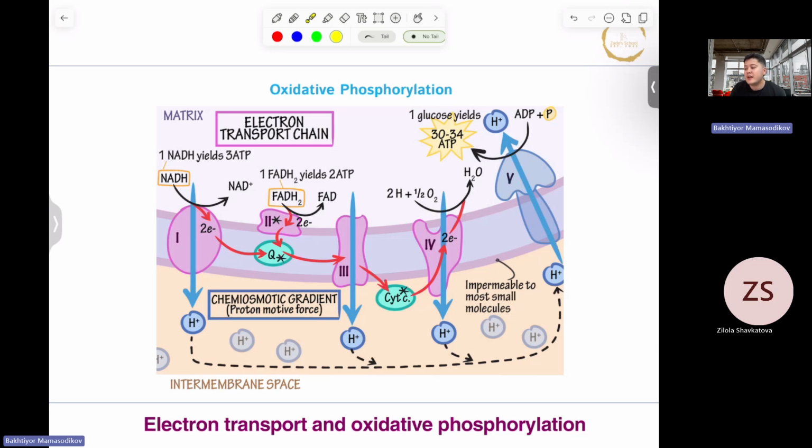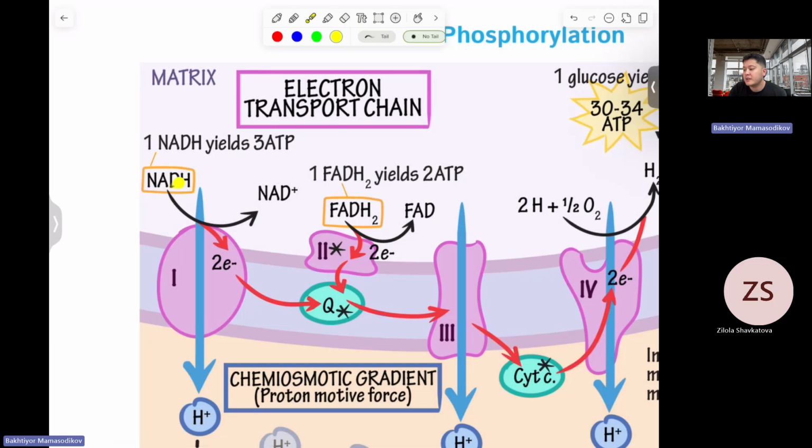So electrons are entering the chain. You see this NADH, this is the NADH. One NADH yields 3 ATP molecules. NADH drops off electrons at complex 1. You see, NADH is dropping off these electrons. 2 electrons, for example, are dropped here. And each NADH is going to make 3 ATP molecules, or 2.5 in some literature.